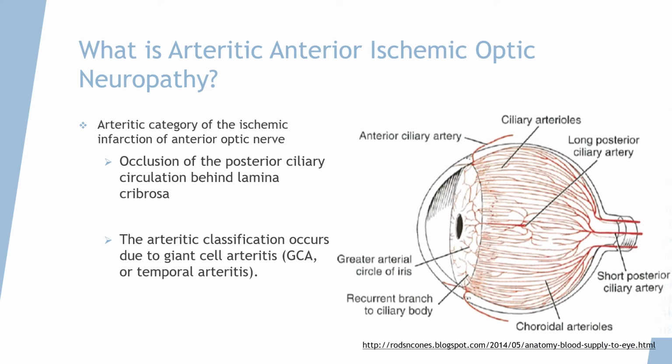So this is a disease that's quite a mouthful. What is an AAION? It's an arteritic category. There's also a non-arteritic AION, but in this case it's an arteritic category of the ischemic infarction of the anterior optic nerve. Right? There is vasculature feeding the optic nerve as well, and the anterior segment is suffering from ischemia. And there's an occlusion of the posterior ciliary circulation, which feeds the anterior optic nerve, and this is behind the lamina cribrosa of the optic disc.